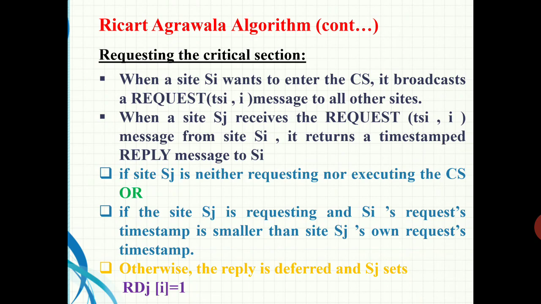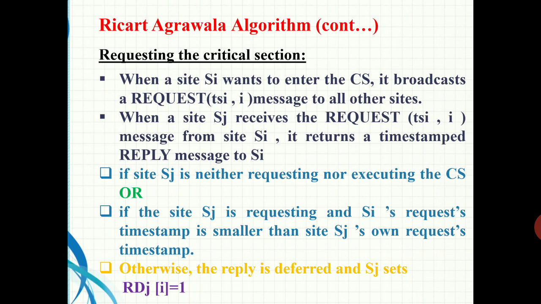In the requesting section, when a site Si wants to enter the critical section, it broadcasts a timestamped request message to all other sites. When the site Sj receives a request message from site Si, it sends a reply message to site Si if the site Sj is neither requesting nor executing the critical section. That is the first condition.